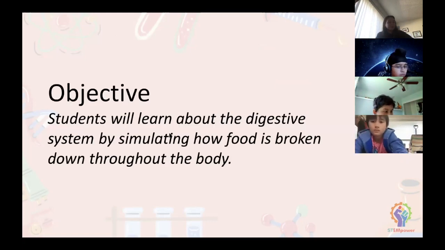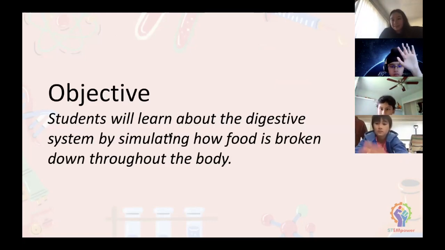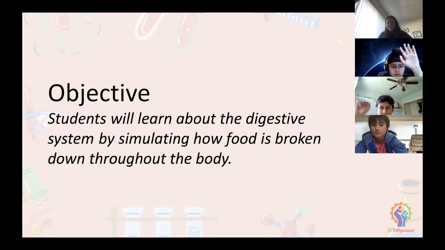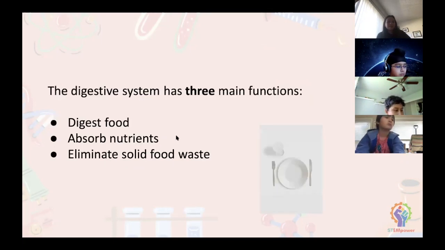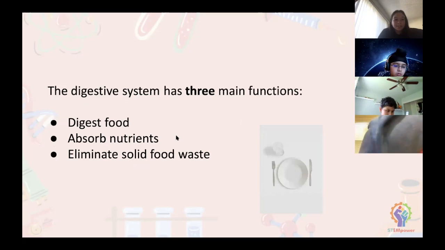So does anybody want to read the objective for us? Go for it, Nikhil. Students will learn about the digestive system by simulating how food is broken down throughout the body. Perfect.